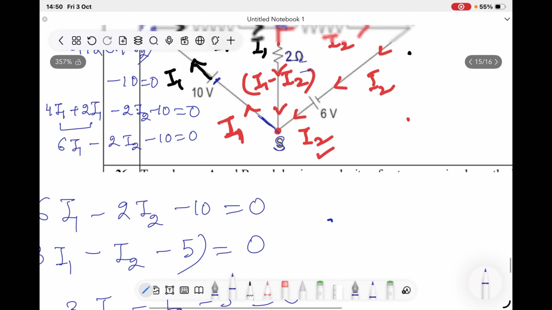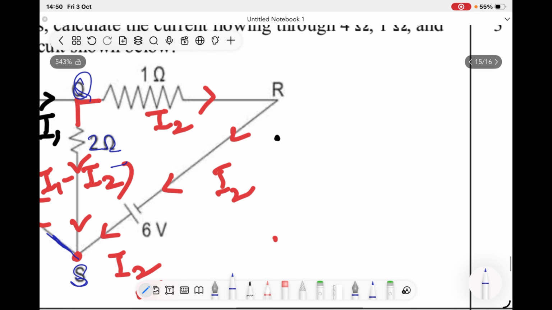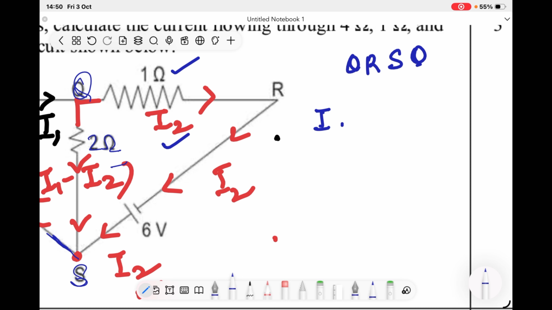Now let us see the right half. Now you can write the loop as Q, R, S, Q. So when I go from Q to R, resistance is this, current is this. So it is I2. And when I go from R to S, I'm hitting against the negative terminal. So minus 6. Then S to Q, my current is opposite because I'm going from S to Q. So minus resistance is this 2. And then current is this.